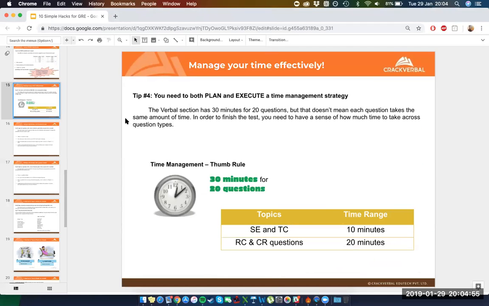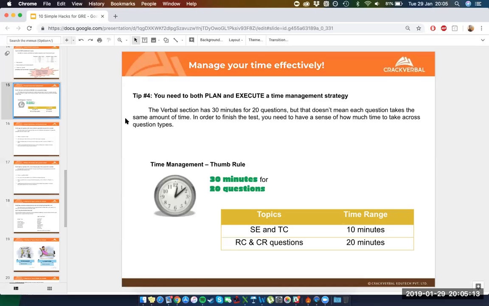So let's talk about managing our time effectively, right? And this brings us to tip number 4. Tip number 1 was know yourself. Tip number 2, know the test. Tip number 3, game every mechanic, find every hack, find every exploit. Tip number 4, you need to plan and execute a time management strategy.